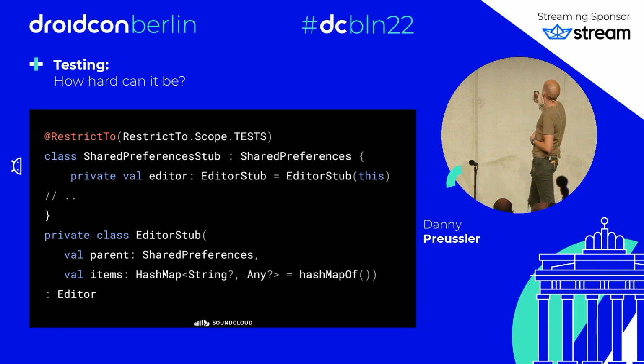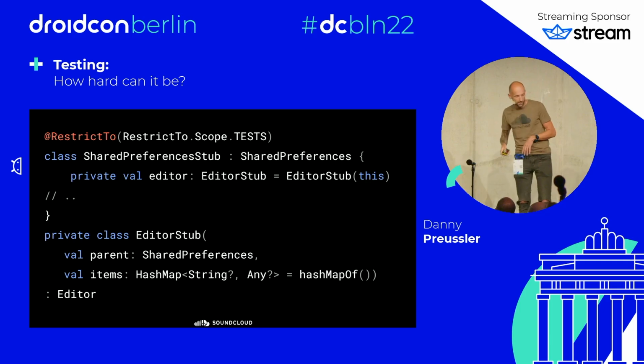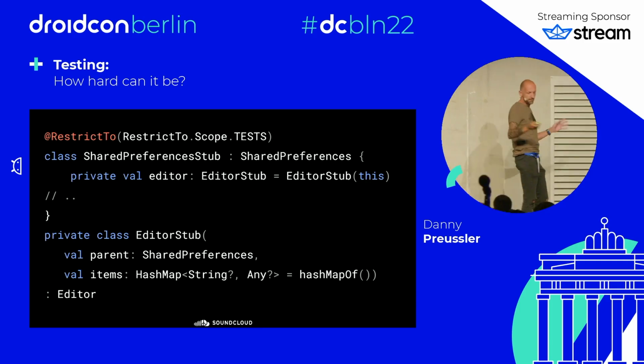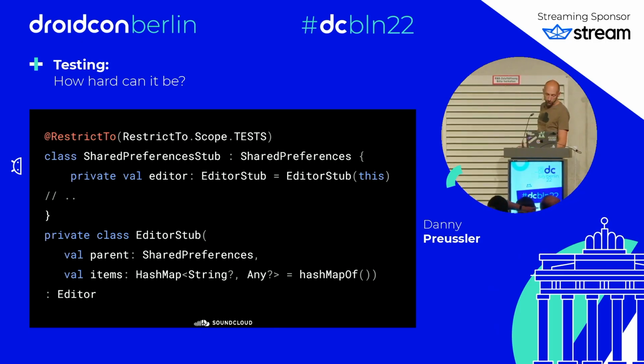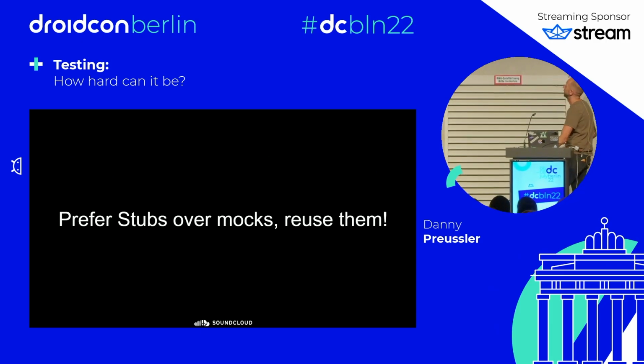And then all you have to do, you have to return an editor, so we have an editor stub, just based on hash map. So I could just copy over this class, had an implementation for shared preferences I can use. So this one was already covered. So prefer stubs over mocks.